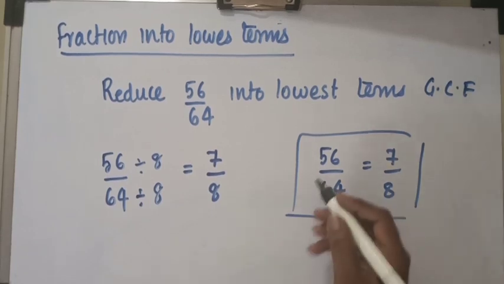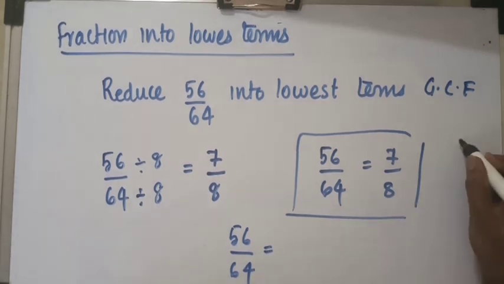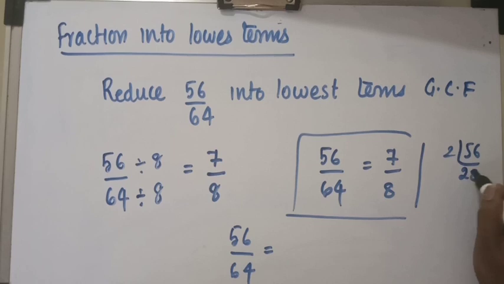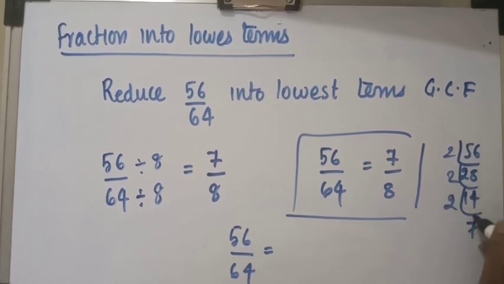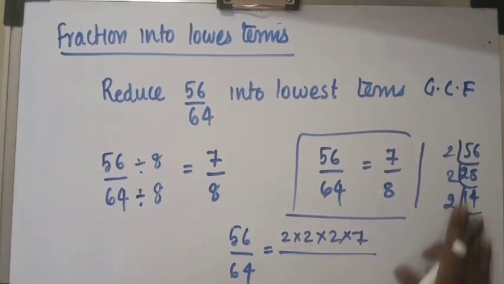Children, if you don't know how to reduce it, you can follow this step also. If it is 56 and 64, you write down the prime factors. Say 56, what are the prime factors? 2 2s are 4, 2 4s are 8, 2 7s are 14, 7 1s are 7. So my prime divisors will be 2 into 2 into 2 into 7.